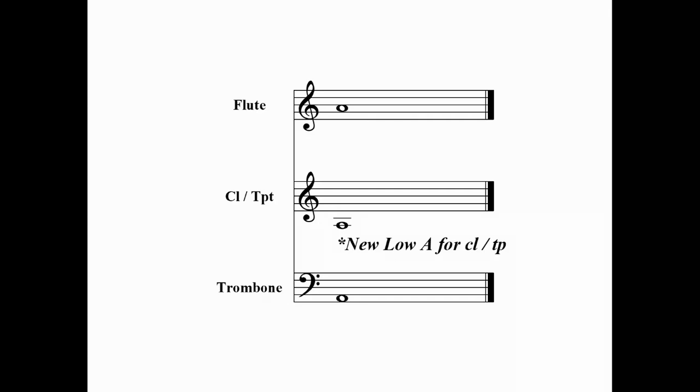So this note, second space up for flute, bottom space for trombone, and 2 ledger lines down for clarinet, trumpet, and bells. Think about it. Type it in the chat. And the answer is whole note A.